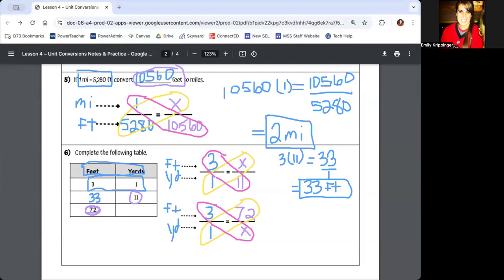Then the other one we're going to solve, the diagonal that has two numbers in it is this one right here, 1 and 72. So we're doing 1 times 72, which is just 72. And then we're dividing by the other number in the other diagonal, so we're dividing by 3. So 72 divided by 3, when you plug that in, you get 24. And what were we talking about? X is on the bottom, which was yards. So 24 yards. And that 24 would go in this blank spot here for the yards. And that's it.